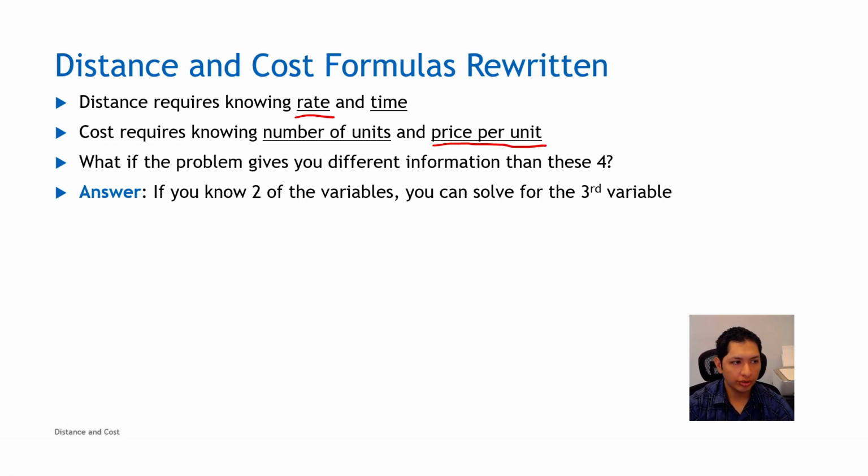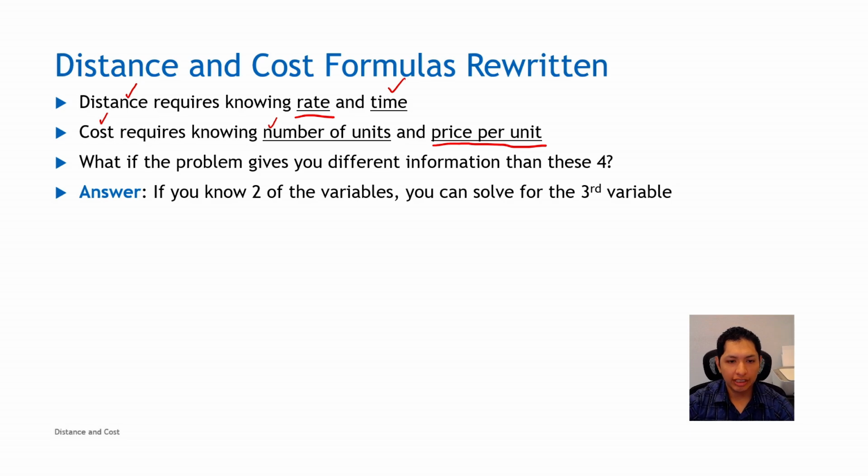What it's going to do is give you the other 2 pieces of information to solve for the information you don't have. So for distance, if it's asking for rate, it's going to give you distance and time. And if for cost, it's asking for the price per unit, it's going to give you the total cost and the total number of units. If it is not asking for distance and cost and is asking for something else, how do you solve for it?